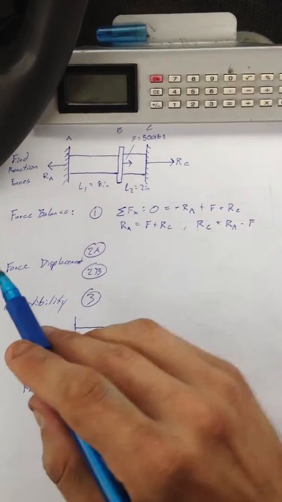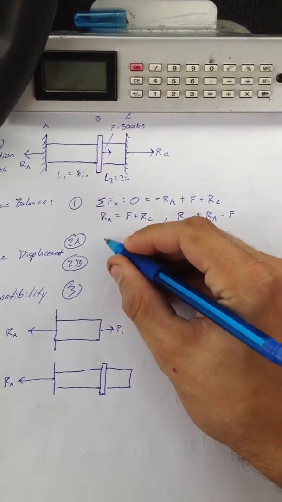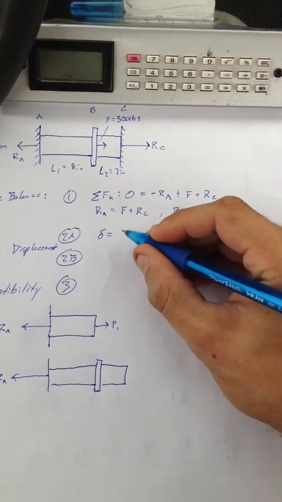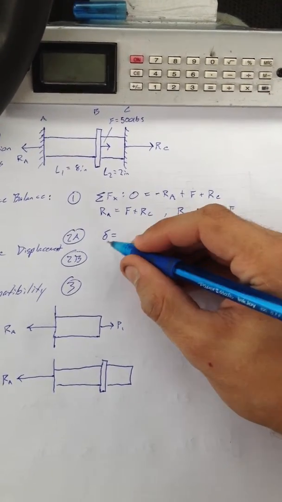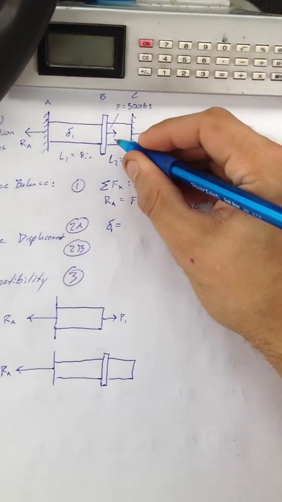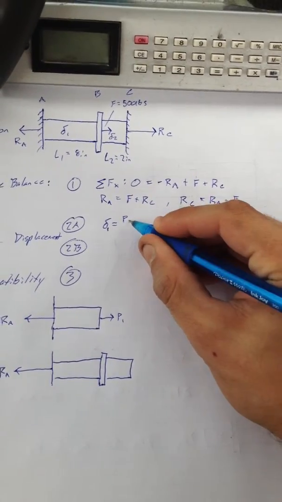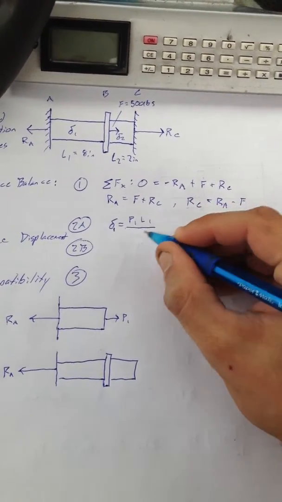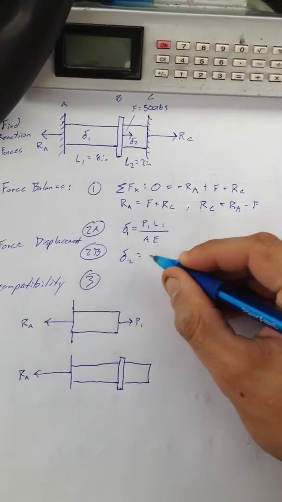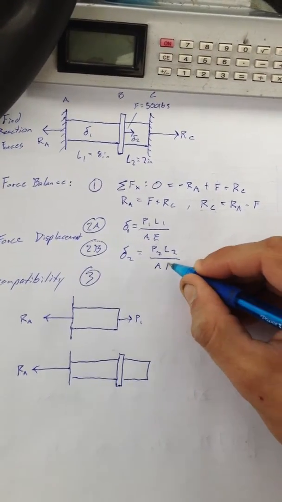So now our second step is to do the force displacement equations, and I got those straight out of the book. Delta equals PL over AE. We'll call this delta 1, which will correspond to that section, and we'll call this delta 2. So delta 1 equals P1 times L1 over AE, and delta 2 is the same thing, P2 L2 over AE.